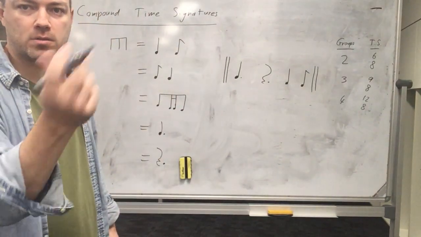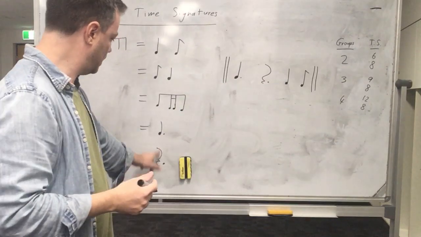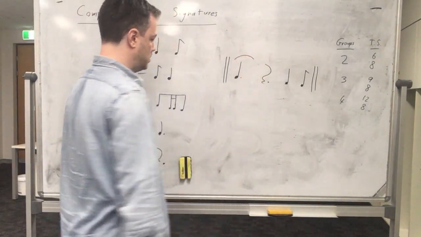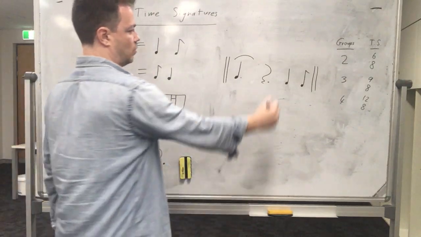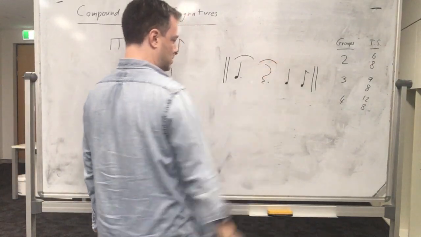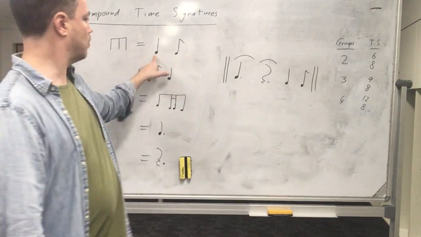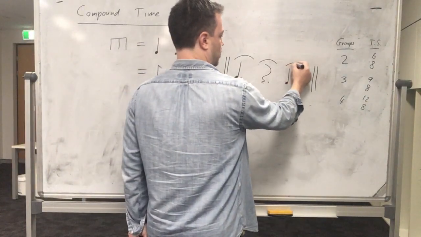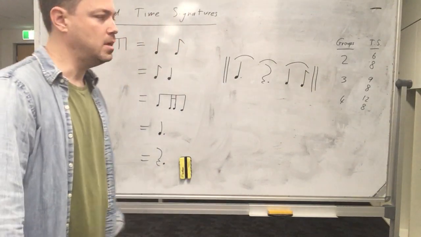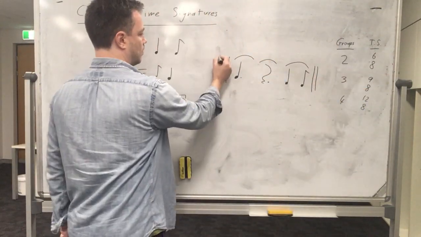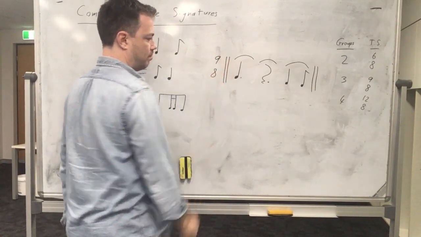We're going to do the curvy lines over the groupings. So we have one here, which is our dotted crotchet. That's a group of 3 quavers. We have one here, which is our dotted crotchet rest. That's a group of 3 quavers. And then we had our first example, a crotchet and a quaver. That's a group of 3 quavers. So therefore it has to be 3 groups. We're in 9/8. Okay? So that was 9/8.